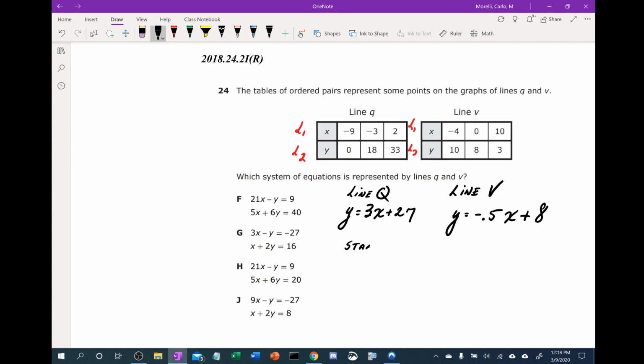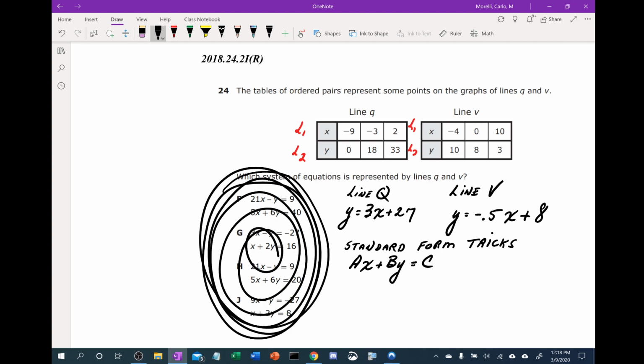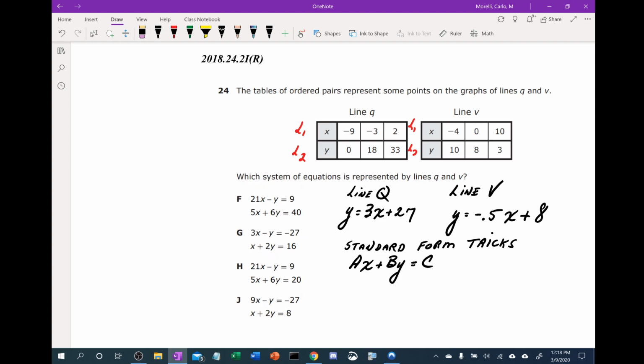Standard form tricks. Okay, so remember standard form is AX plus BY equals C. Now notice that all of our equations over here are in AX plus BY equals C form. So that's why these tricks are important.